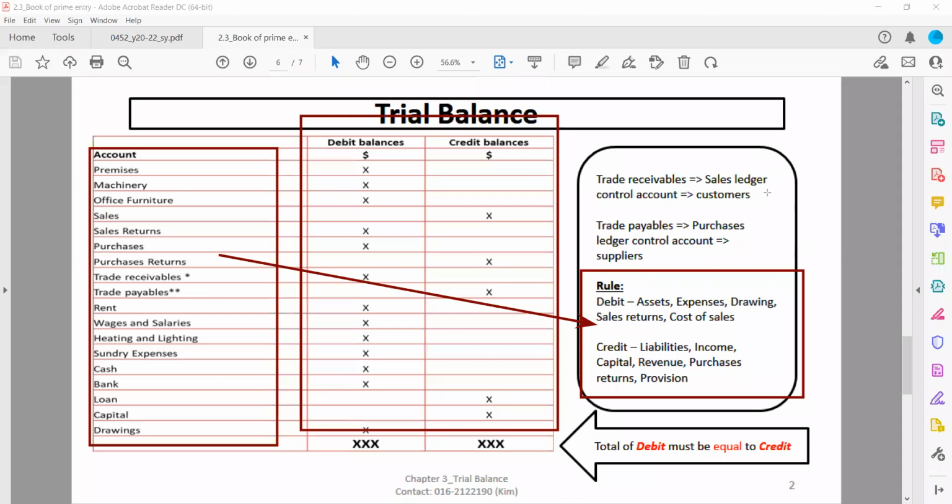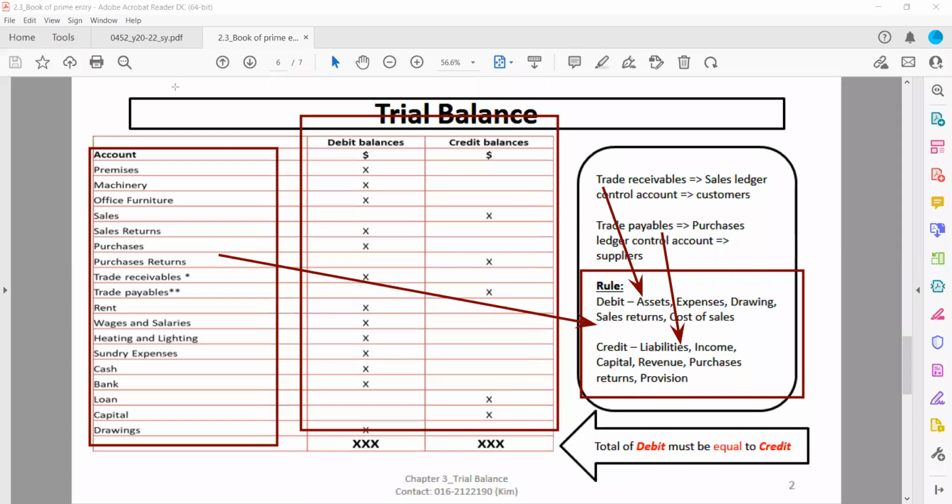Now next, sometimes in the question we have the trade receivable. Trade receivable actually is a sales ledger control account, which refers to the customer. Trade payable is the purchases ledger control account, which you're going to learn in the next few chapters, and this refers to the supplier. So take note that trade receivable, or customer, or sales ledger control account, should be on the debit side because this is an asset. Trade payable will be on the credit side because it's a liability.